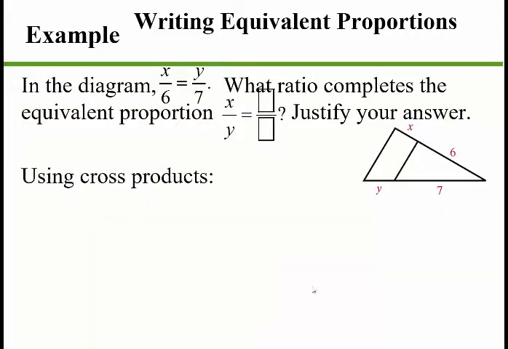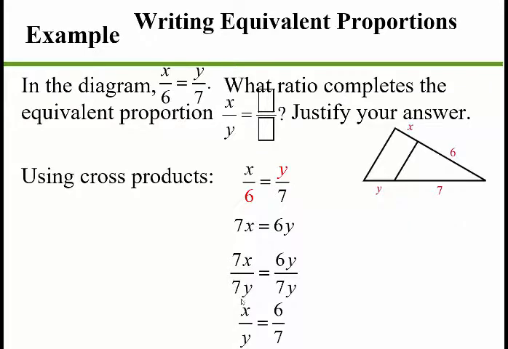Another way you could do this is using cross products. So take my original proportion, cross product it, so x times 6, 6 times y. Then you're going to divide both sides by 7. So the 7 cancels here, like this. And you're going to divide both sides also by y to bring the y over. And then the 7's cancel here, the y's cancel here. And you get x to y is equivalent to 6 to 7. Another way you could solve it.